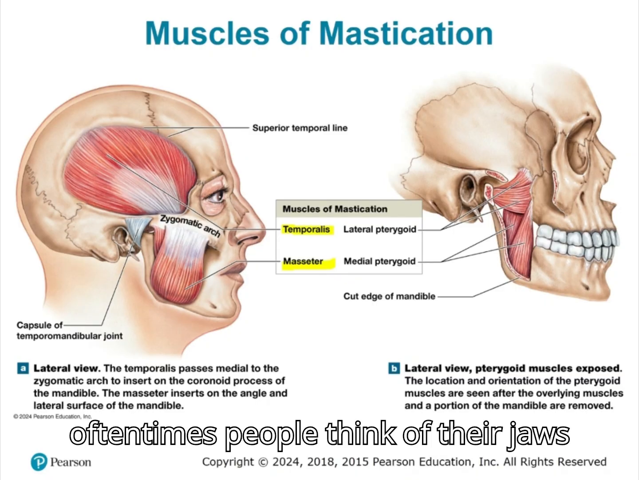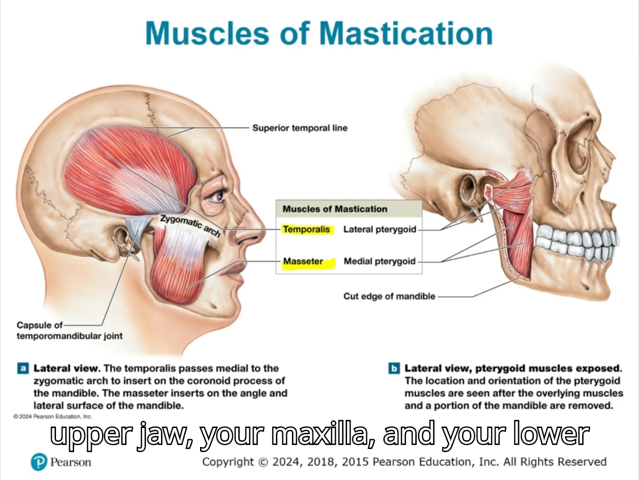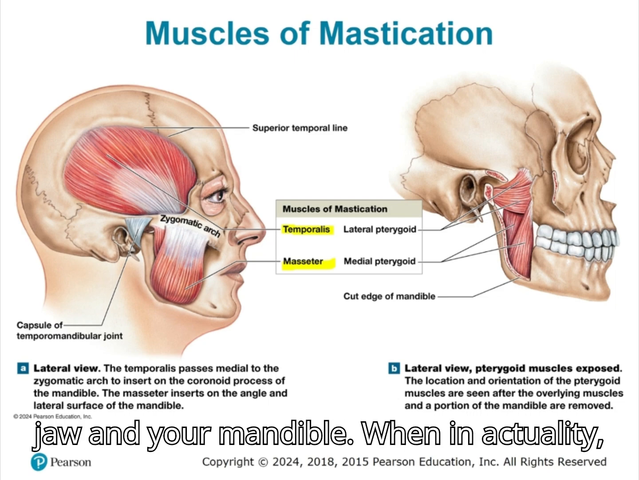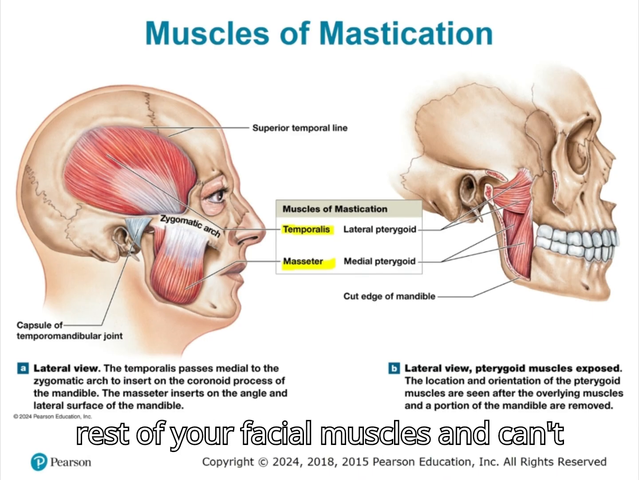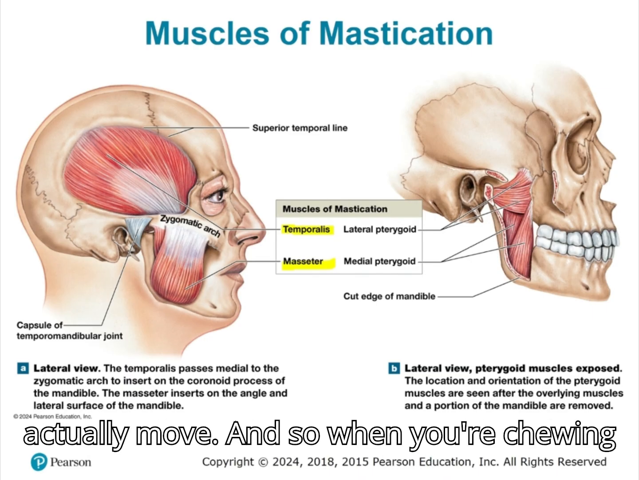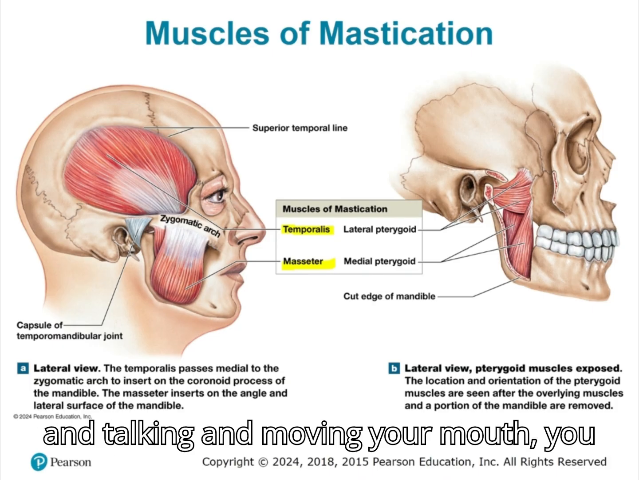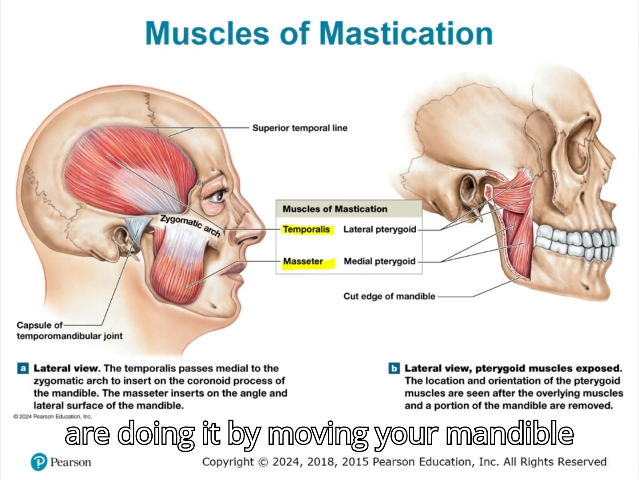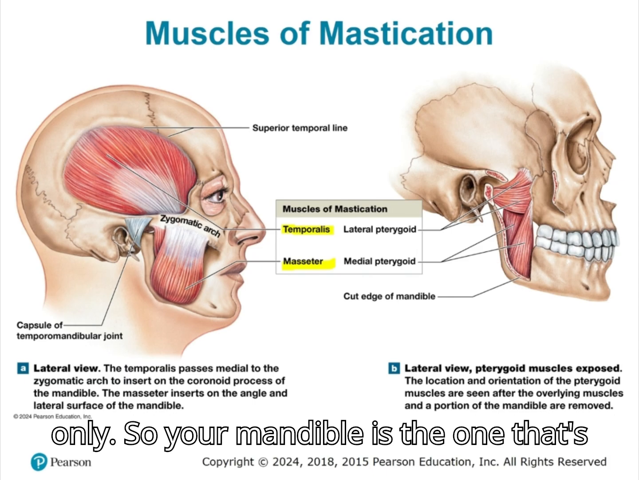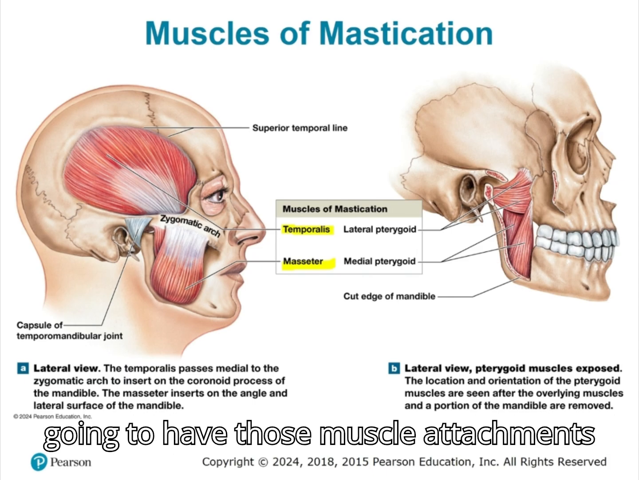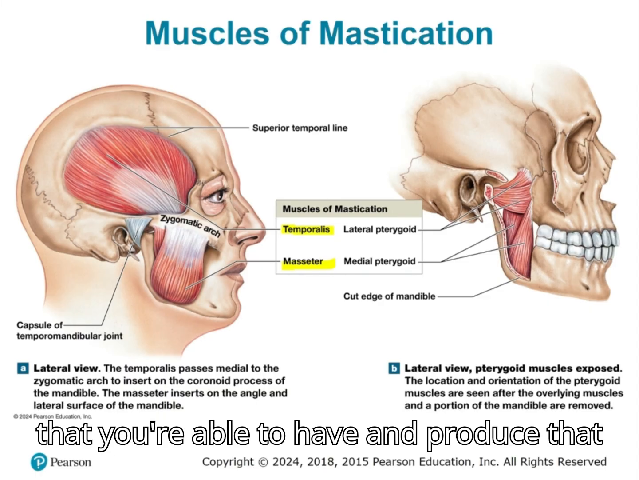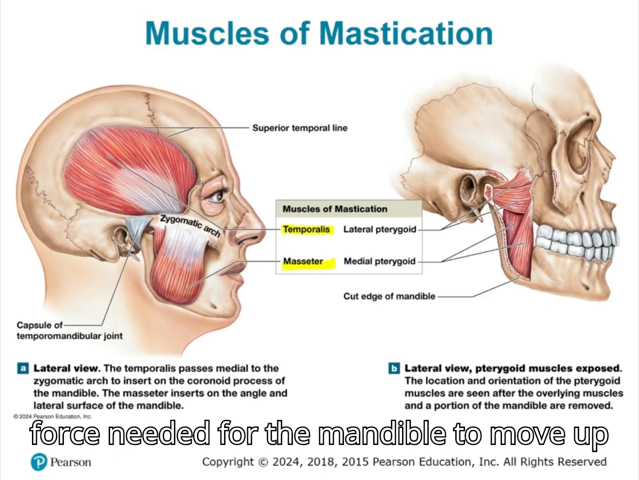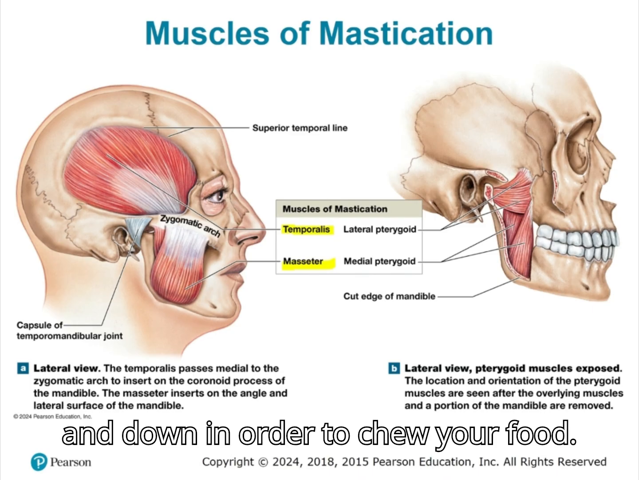One of the interesting things in terms of chewing is that oftentimes people think of their jaws moving back and forth. So you have your upper jaw, your maxilla, and your lower jaw, your mandible. In actuality, your maxilla is fused to the rest of your facial bones and can't actually move. So when you are chewing and talking and moving your mouth, you are doing it by moving your mandible only. Your mandible is the one that has those muscle attachments going all the way up to your skull, so that you're able to produce the force needed for the mandible to move up and down in order to chew your food.